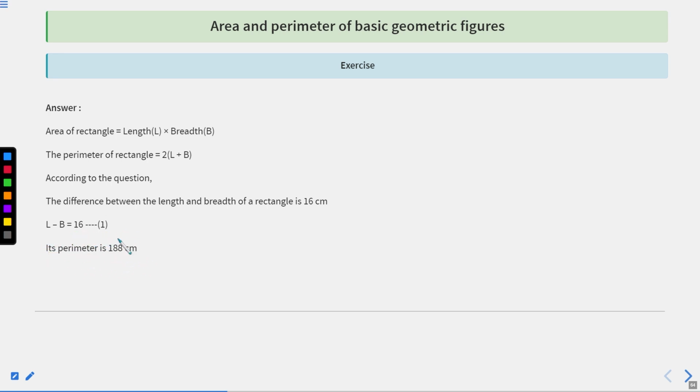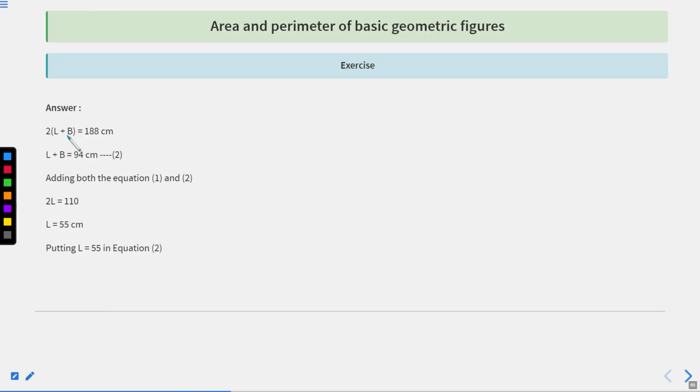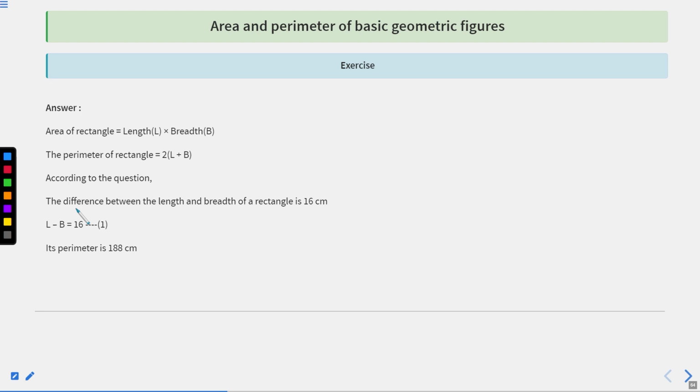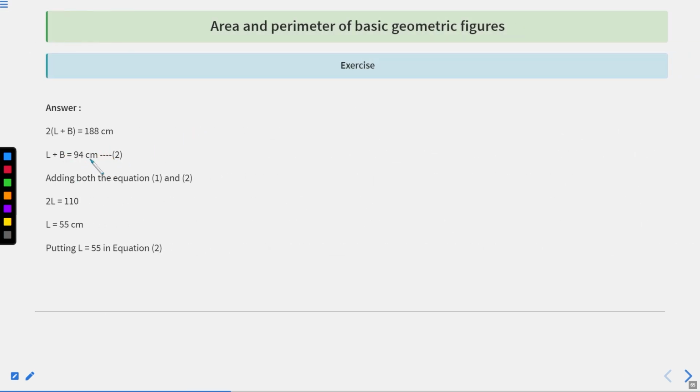Now try to think, can I use this equation and this thing together to obtain the final result? Let us see. It is given to us that perimeter is 188. So we can write it as twice of length plus breadth is 188 centimeter. So that means length plus breadth is 94 centimeter. So now you have one equation, this, and second equation, this. You have two unknowns, two equations. You can solve both of these equations to obtain the exact value of length and breadth.